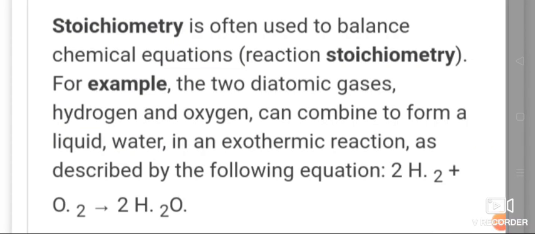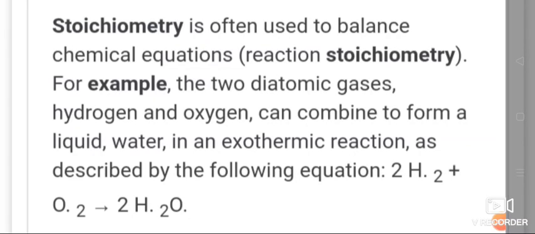One oxygen molecule contains 32 gram of oxygen. So 32 gram of oxygen gives how much amount of water? 2 molecules of water, and one molecule of water contains 18 gram. So 2 into 18, 36 gram of water is formed. So this is the way we have to read that chemical equation.